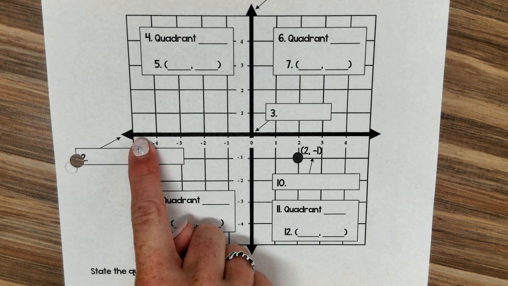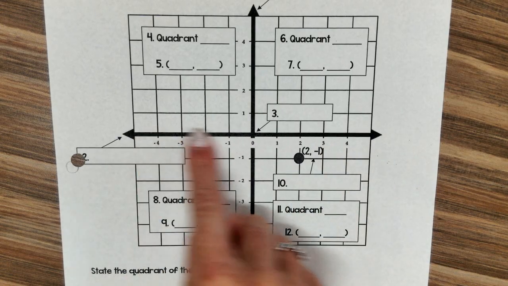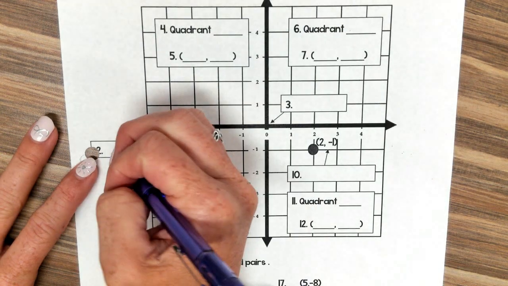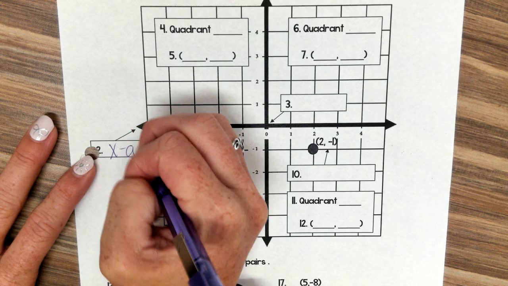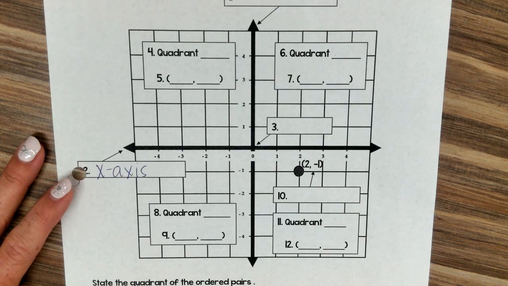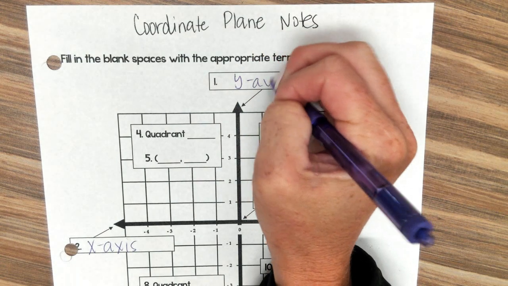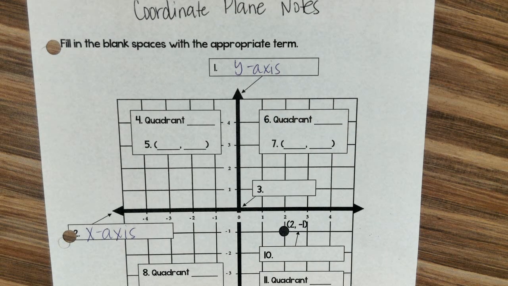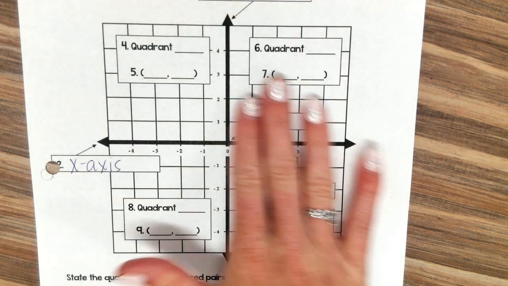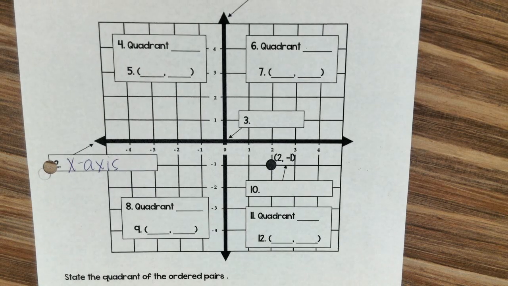The axis that runs from left to right is called the x-axis. Write it down. The axis that runs up and down is called the y-axis. Now, when you're talking about more than one axis, it's called axes, and they split it into the 4 quadrants. So everybody look, this is the 1 quadrant, 2, 3, and 4.